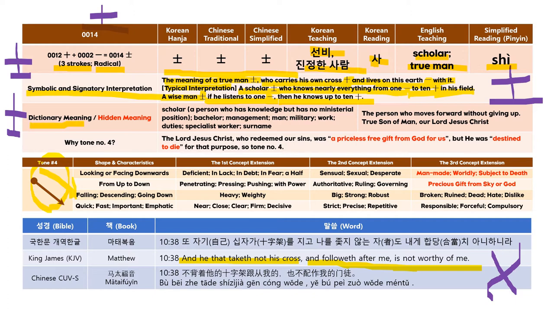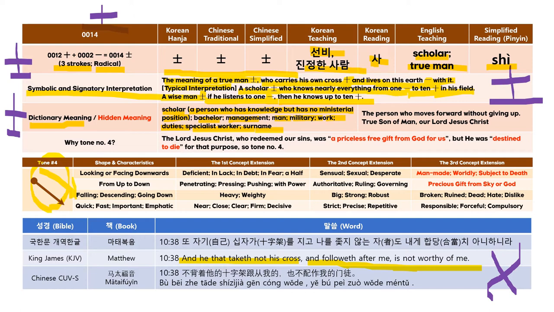The dictionary meaning of this character, scholar: in the olden days, it meant a person who has knowledge but has no ministerial position. Bachelor, management, man, a military soldier, or work, duties, a specialist worker, and surname. These are the dictionary meanings in Korean and Chinese dictionaries.